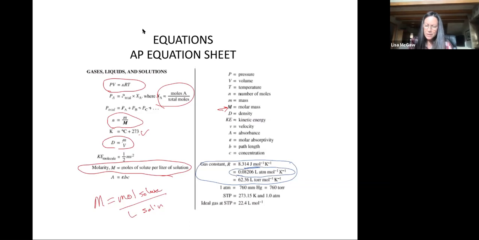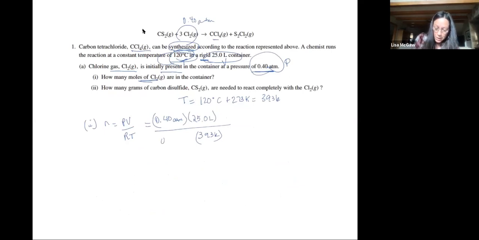Just be careful about that, because we see that happen over and over when students don't put units and leave all their numbers naked, which is never very comfortable. So don't leave naked numbers. Here it is. We're going to use 0.0821 liters atmospheres over moles Kelvin. If you put all your units in there, everything is going to cancel out. And so when we do that calculation, we end up with 0.310 moles of chlorine.